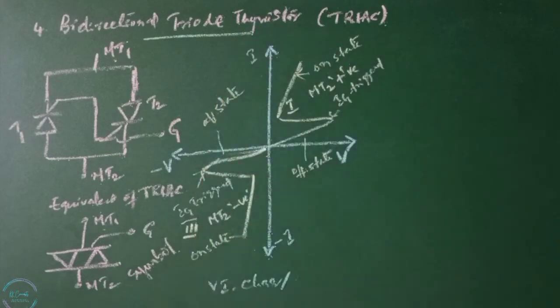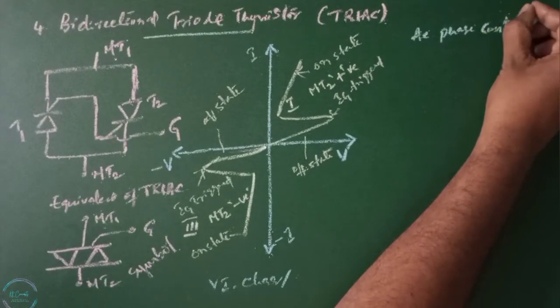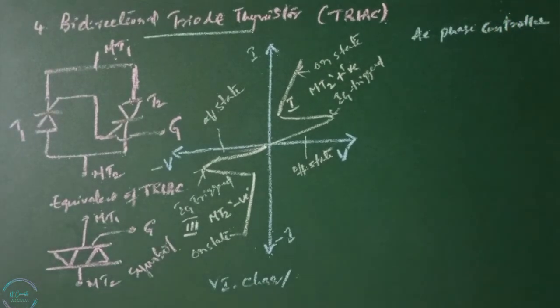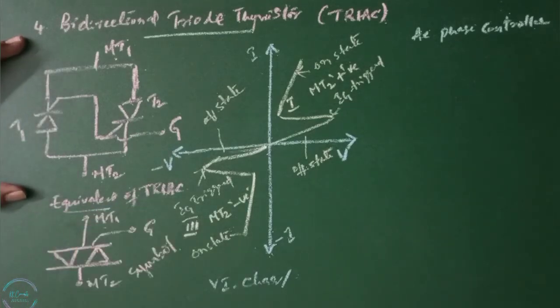Bidirectional triode thyristor or TRIAC. TRIAC can conduct in both directions. It is normally used in AC phase controllers like AC voltage regulators. It can be considered as two SCRs connected in anti-parallel with common gate connection. And the equivalent TRIAC circuit is shown like this. This is the symbol of TRIAC, and these are the VI characteristics of a TRIAC.